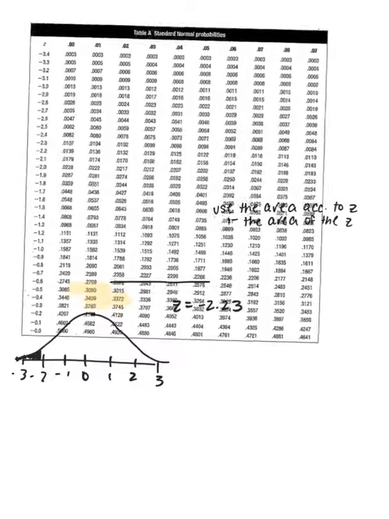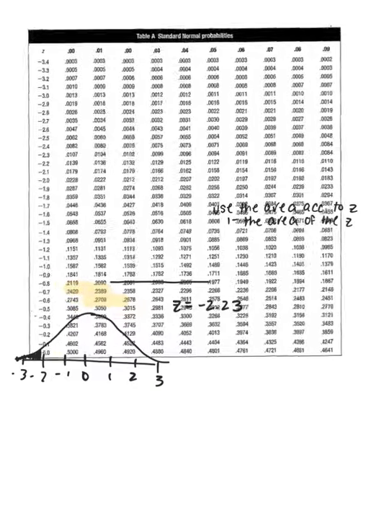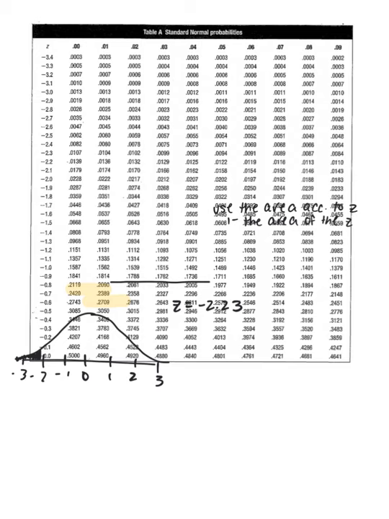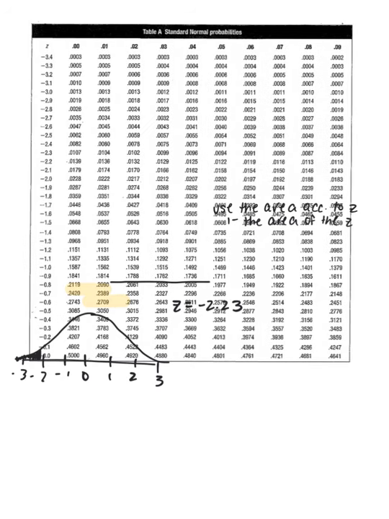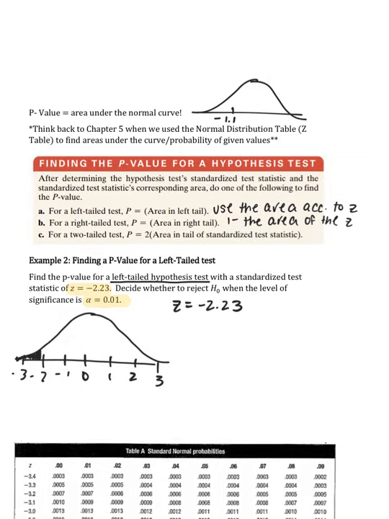Okay. We go over to negative 2.2, which is right here in this row. And then we go over to 0.03. So that is my area, 0.0129. Let me just slide this out of the way. Okay, so our probability is 0.0129.